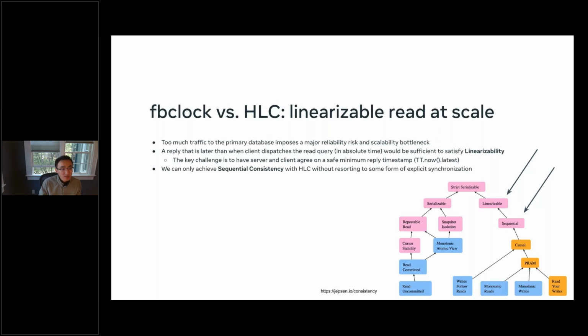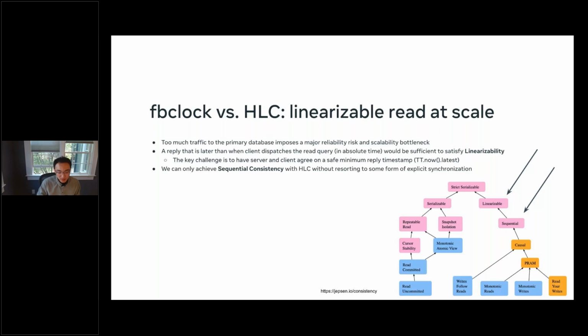And so we realized that, similar to what the Spanner paper called out, you don't actually need to serve linearizable reads from the primary. You just need to make sure that the reply is later than when the client dispatches the read query. That will be enough to satisfy linearizability for the read. So the key challenge in this case is to have the server and the client agree on the minimum safe timestamp for when the read happens to satisfy linearizability.